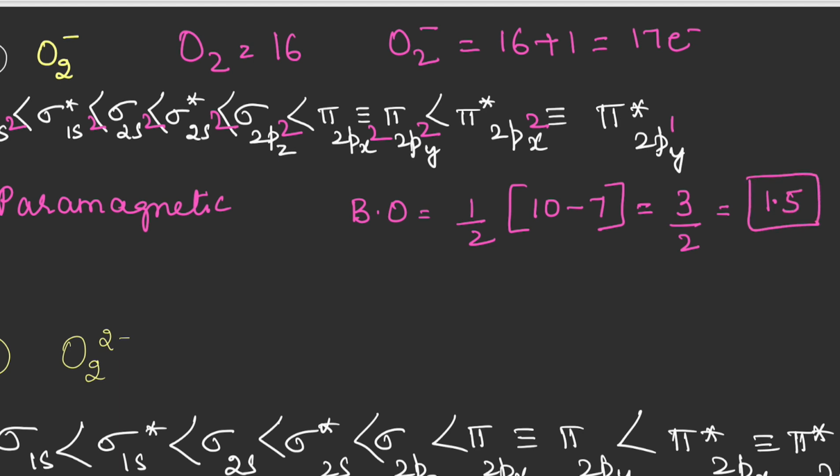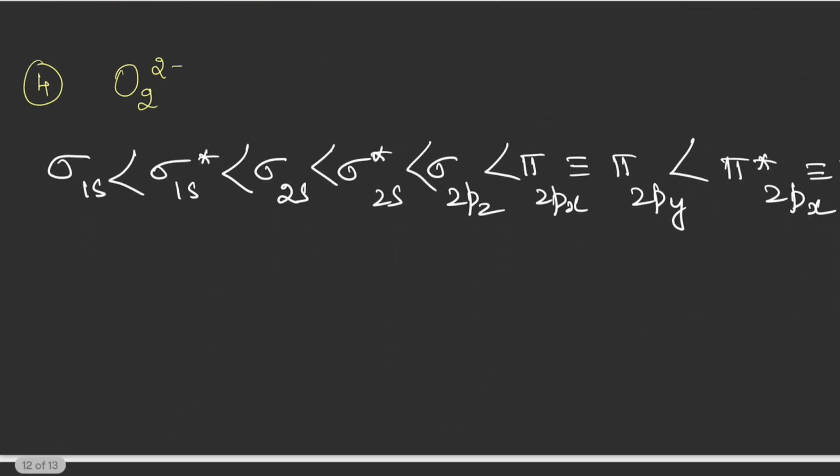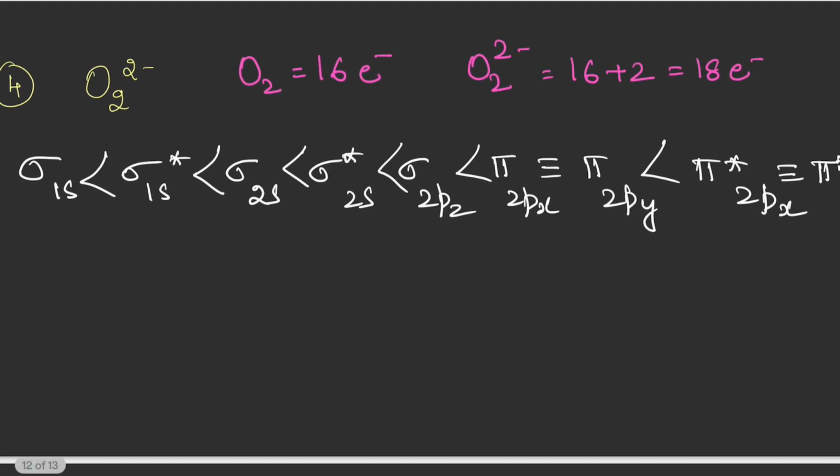So what is the bond order in O2 minus? It is 1.5. Next we will go for O2 2 minus. So how many electrons will be there? In O2 it is 16 electrons. So in O2 2 minus it will be 16 plus 2, which is equal to 18 electrons. So now let us fill the electrons.